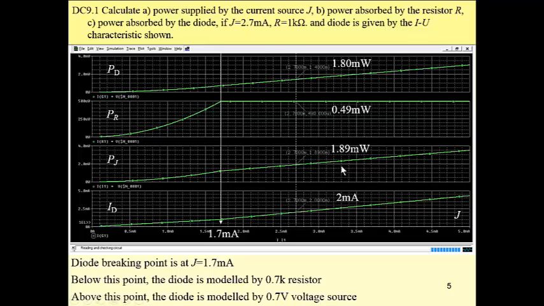Below, above, we have traces of these three powers. A breaking point is always the same. This is the power of the current source, power of a resistor, and power of the diode.